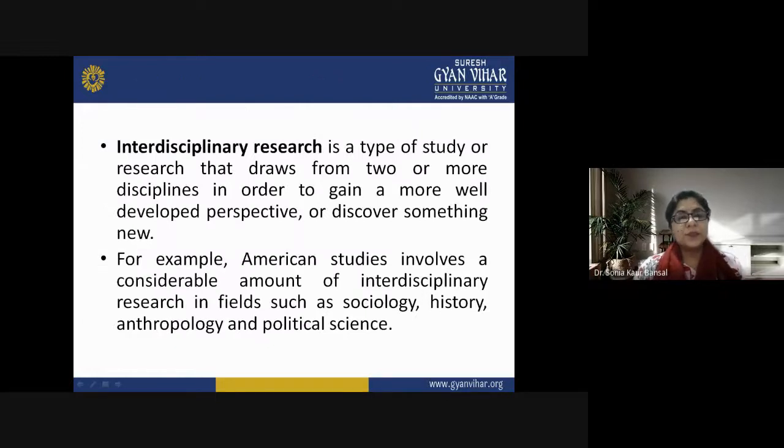Interdisciplinary research is a type of study or research that draws from two or more disciplines in order to gain a more well-developed perspective or discover something new. When we are going to discover something new, which is the basic objective of your research, then definitely you have to approach one or another discipline also.